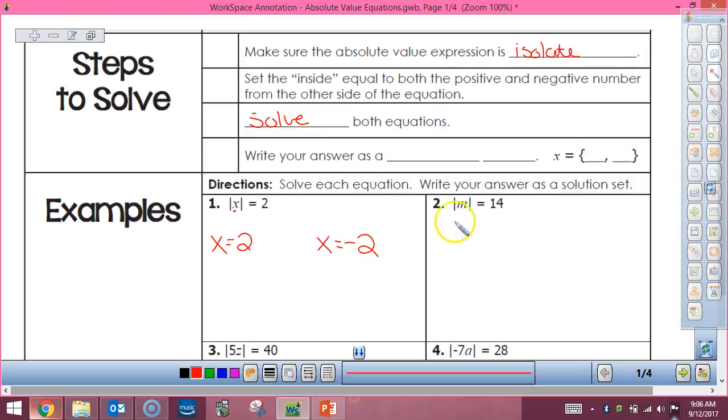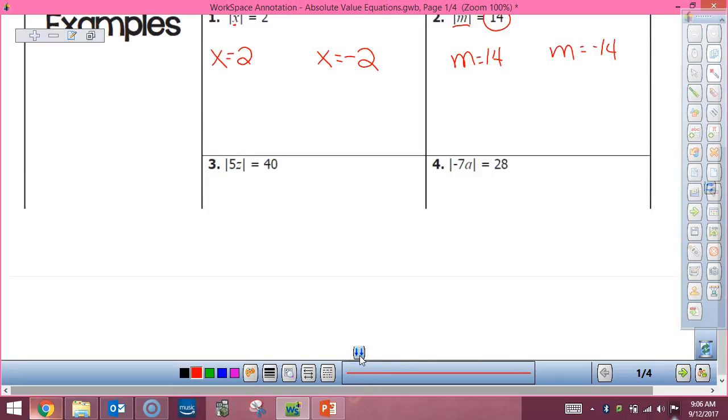So, number 2, what's inside my absolute value? M. So I'm going to set it equal to M equals 14 and M equals negative 14. All right, so number 3, is my absolute value by itself? Ooh, it is, right? The variable is not, but the absolute value is. So I'm going to take what's inside my absolute value, and I'm going to go 5z equals 40. And then I'm also going to take what's inside there, 5z equals negative 40. Now I can solve both equations.